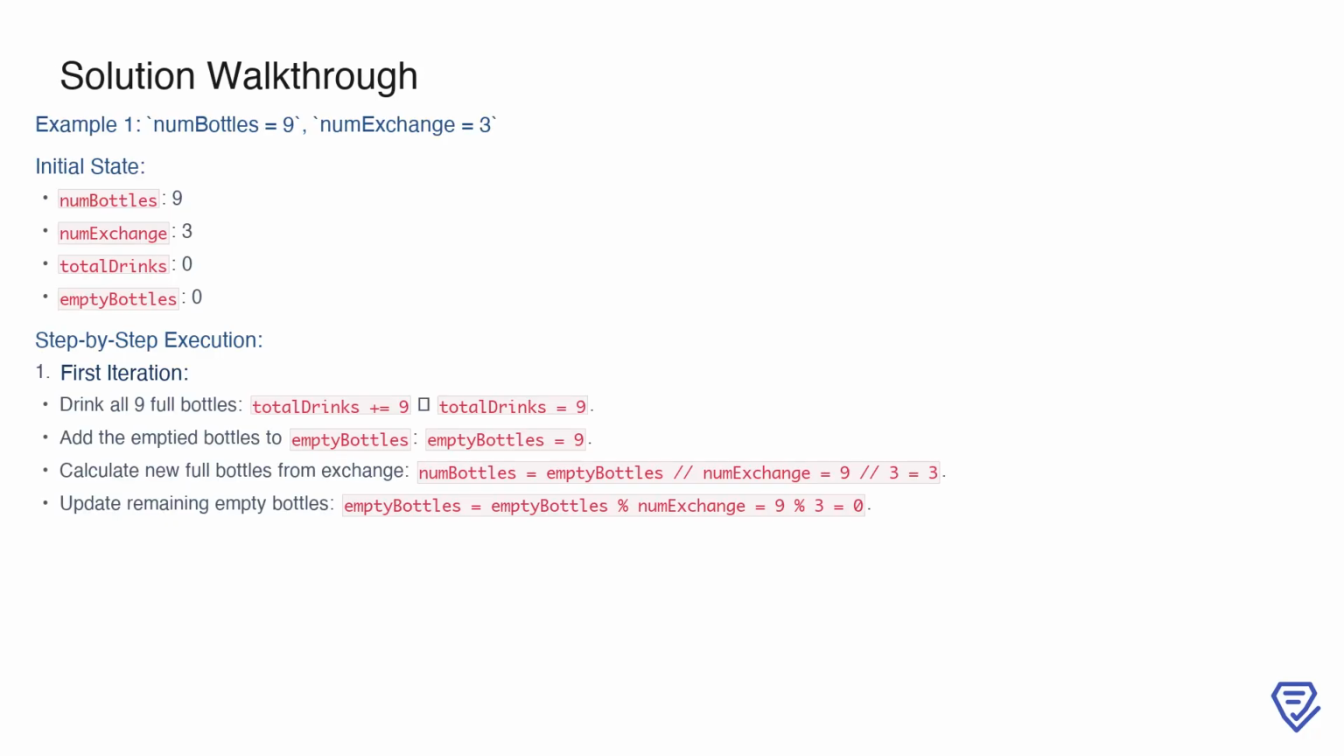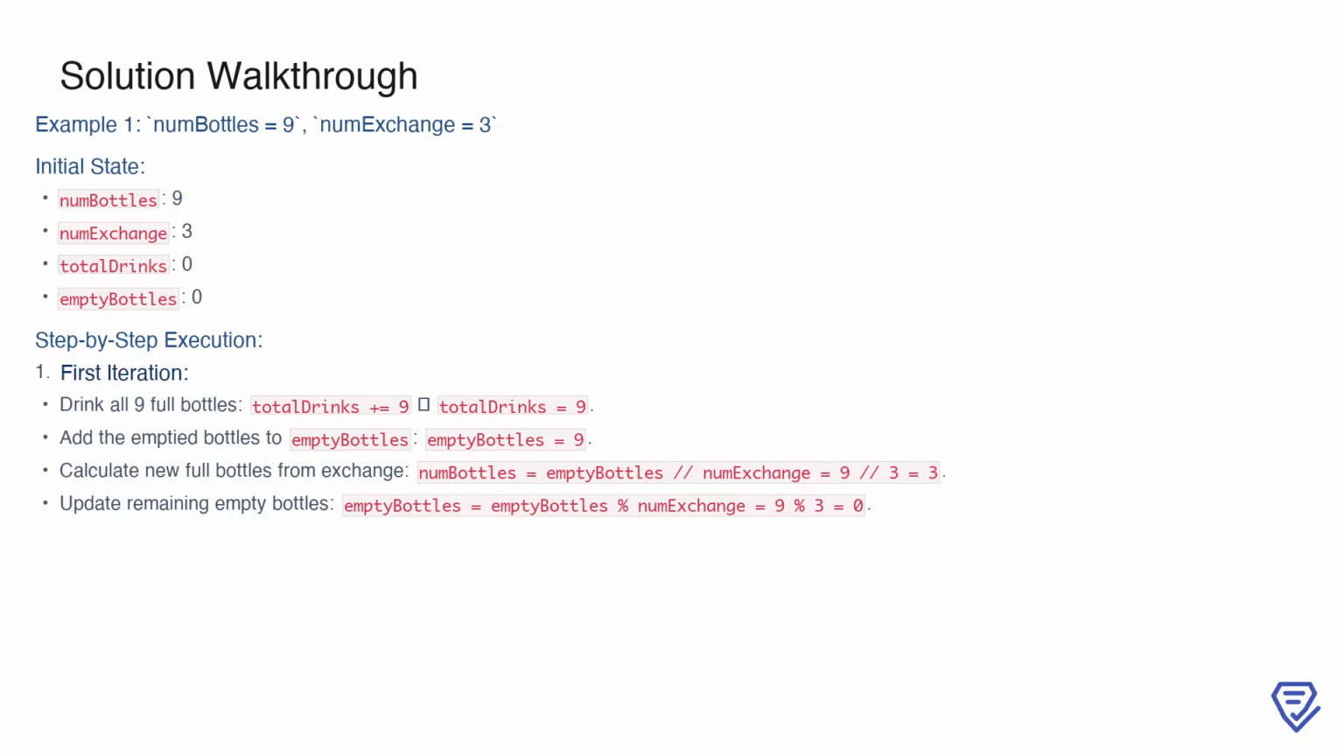Here we have the first example where the number of bottles is 9, and the exchange rate is 3. Initially, we start with 9 full bottles, no empty bottles, and the total drinks consumed is 0. In the first iteration, we drink all 9 bottles, so the total drinks become 9. These 9 empty bottles can now be used for exchange.